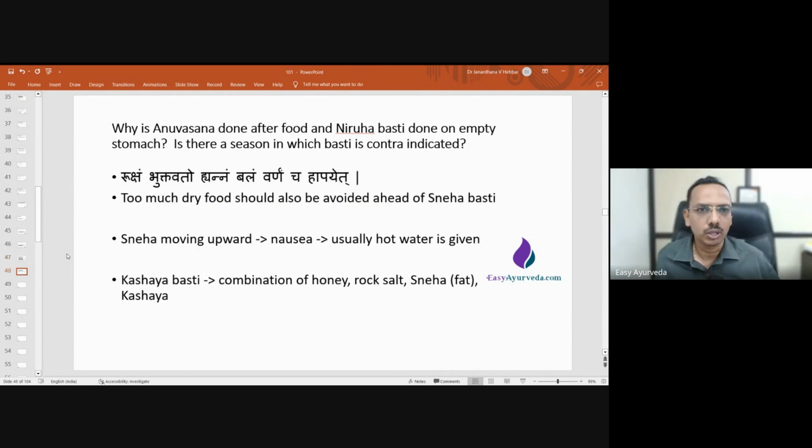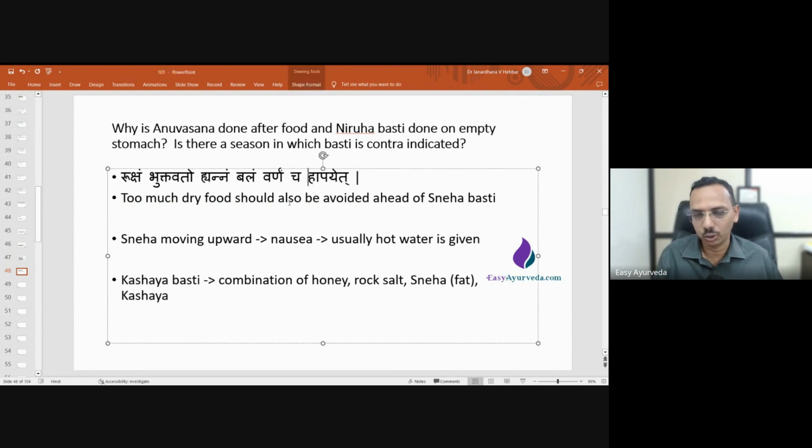And also, ruksham bhuktavato hi annam balam varnam cha hapayet. If too much dry food is given, it defeats the purpose of bringing the snehata to the kosta. It can also deplete the bala and varna of the patient.